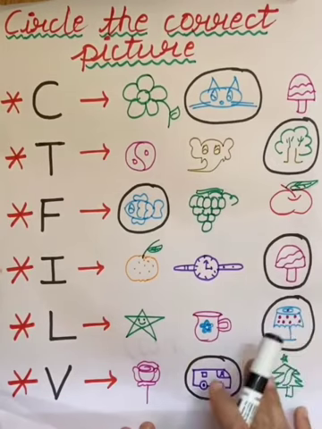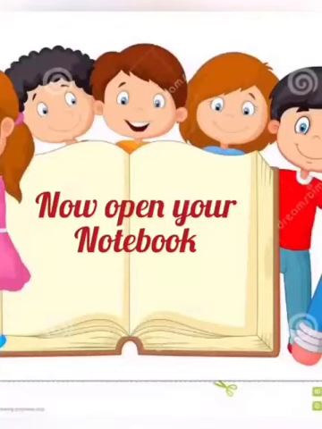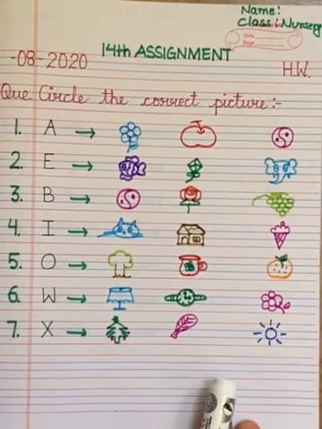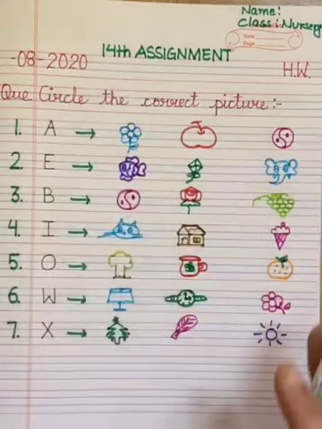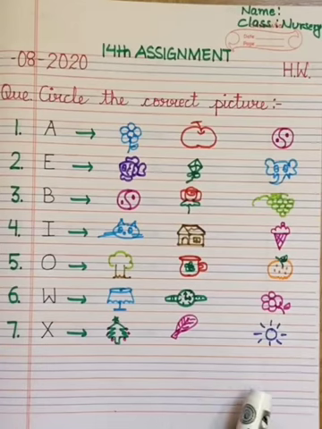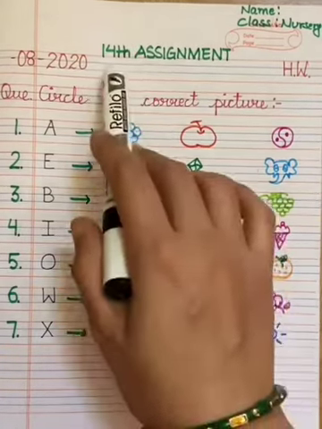Okay, children? So, now get ready with notebook and pencil to do homework. Now open your notebook to do homework. Okay, nursery class, I hope you must have learned the concept of circle the correct picture. The same way you have to do this homework in your notebook. So this is your 14th assignment.